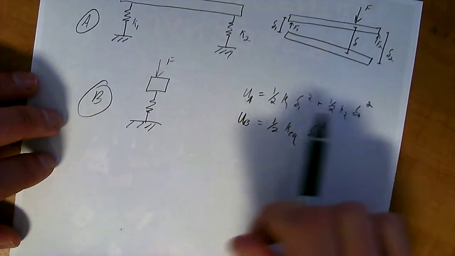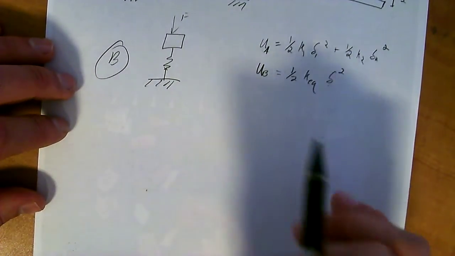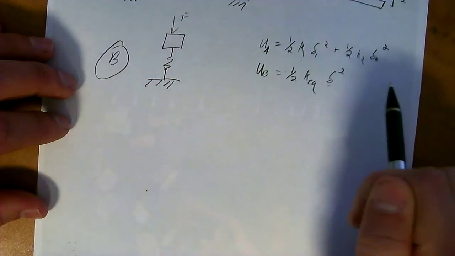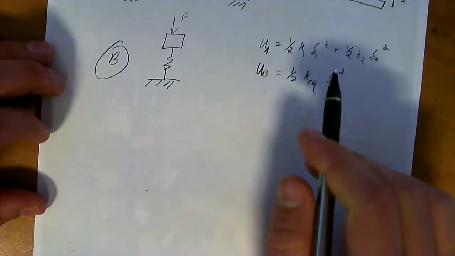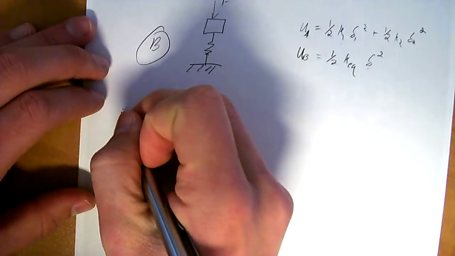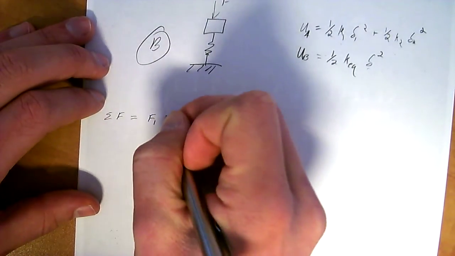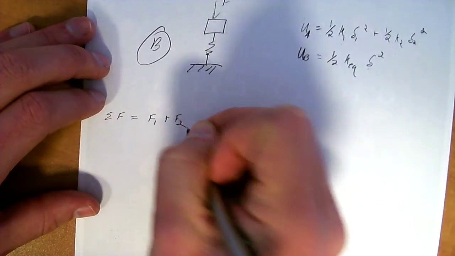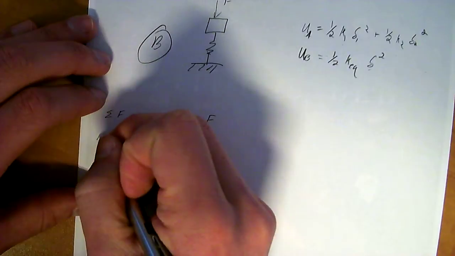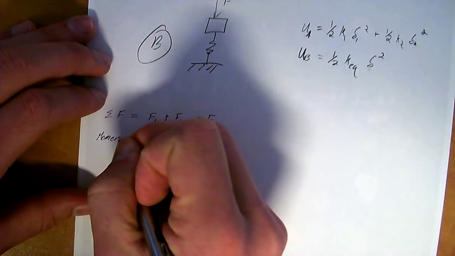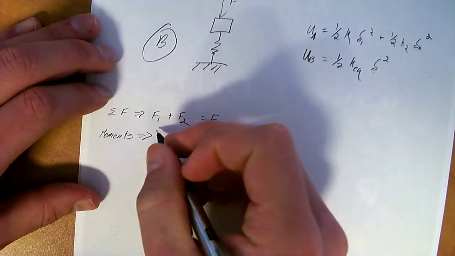Okay, so now what we have to do is figure out what these deltas are all the way around here. And to do that, you actually have to use the sum of the forces. So while we're using the energy equation to find the final values of K, we have to use some of the forces in order to find the displacement. So sum of the forces is equal to F1 plus F2 is equal to F. So that's equation 1.